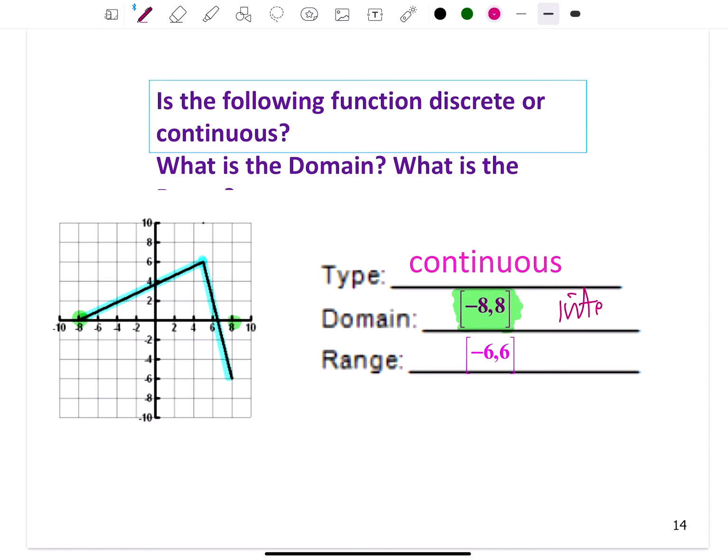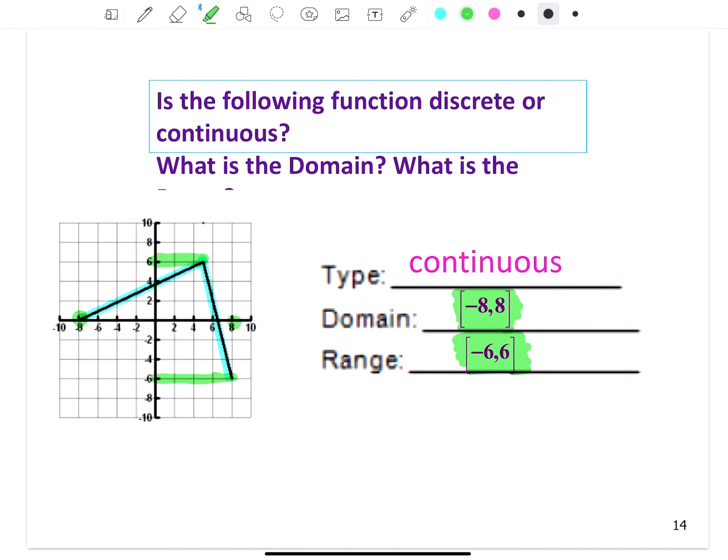Keep in mind, we will be using interval notation. This means starting at -8 all the way to +8, all x values are allowed in my graph, or they're part of my graph. And range is going to be the y values. So for range, be careful and look carefully. The y values only go from -6 to +6, including -6 and +6.